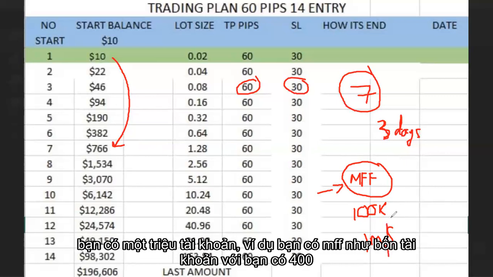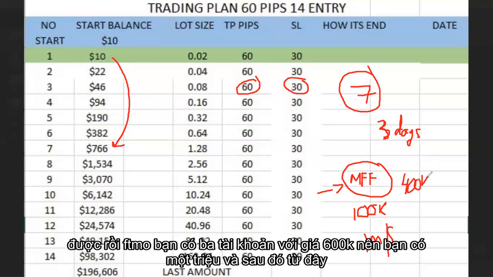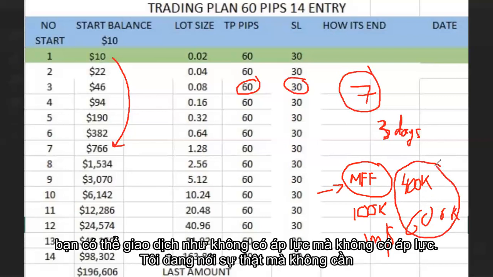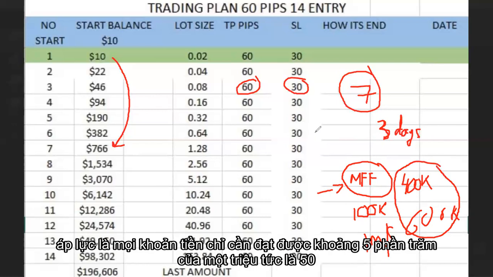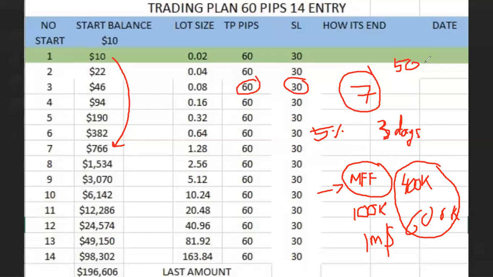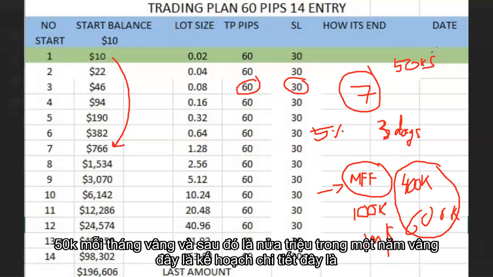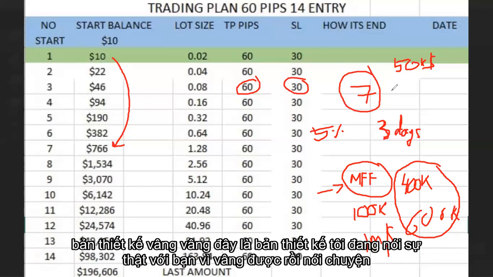A 1 million account, which is, for example, you have MFF with 4 accounts totaling 400K, and then FTMO with 3 accounts for 600K, so you have 1 million. From this you can trade without pressure. I'm telling you the truth, without pressure. Every month you just need to get 5% of 1 million, which is $50K per month, and then $500,000 in a year. Yeah, this is the blueprint. I'm telling you the truth.